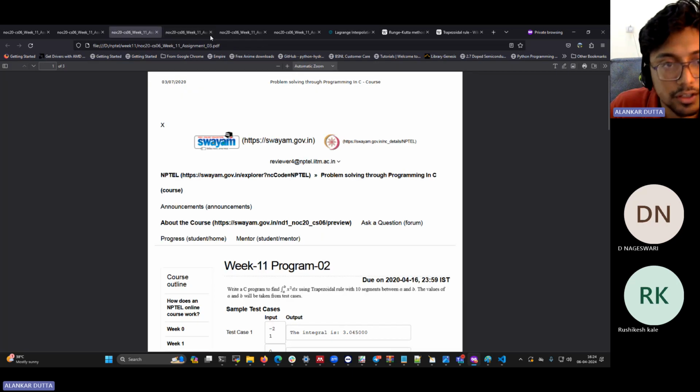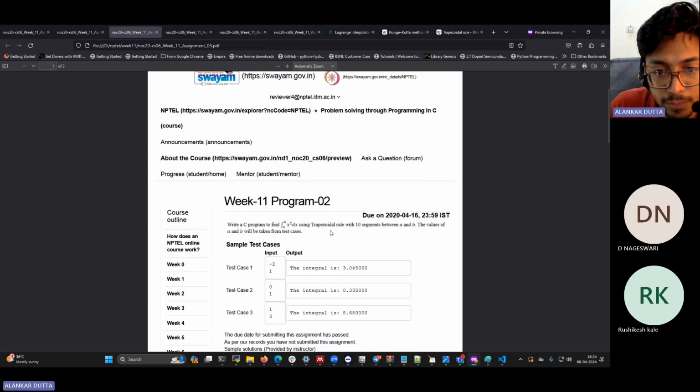Okay. So since we are done with the first one, we will be using the trapezoidal rule to integrate with 10 segments between a and b, with the values of a and b taken from the test cases. So it's x squared dx, and we exactly know the value of this integral analytically, so this is a good test to see how well the trapezoidal integration works.